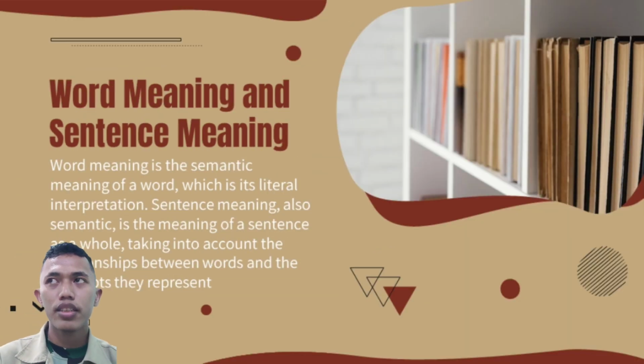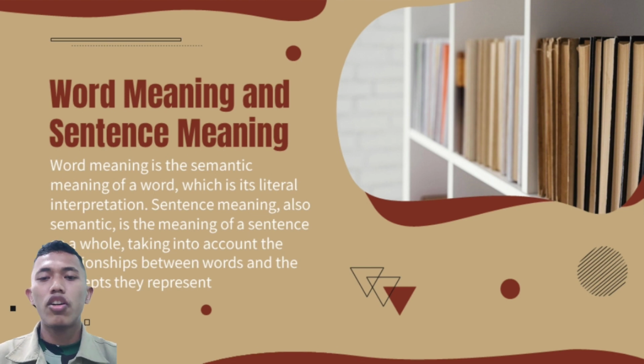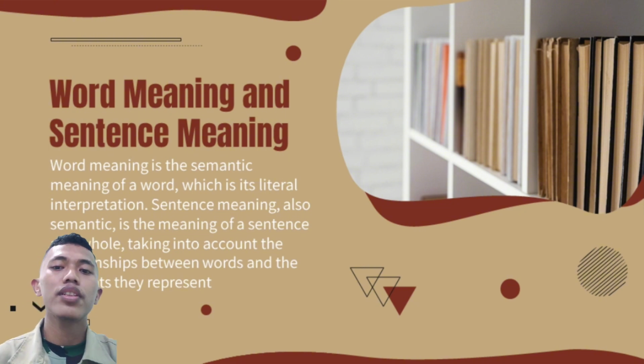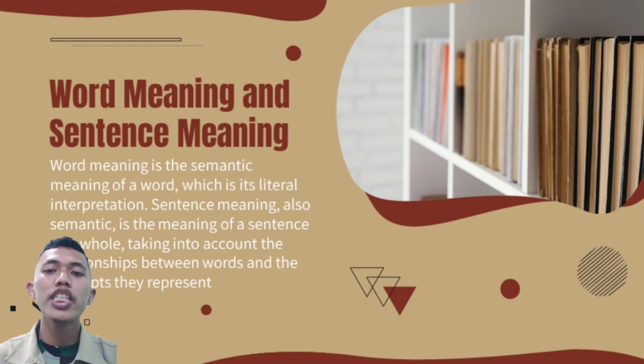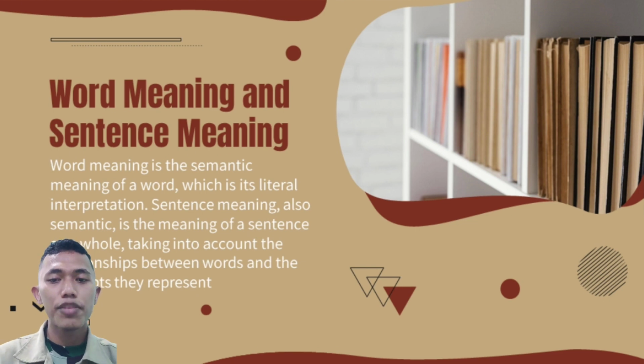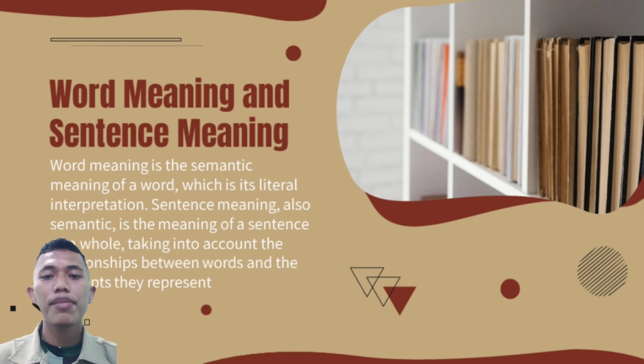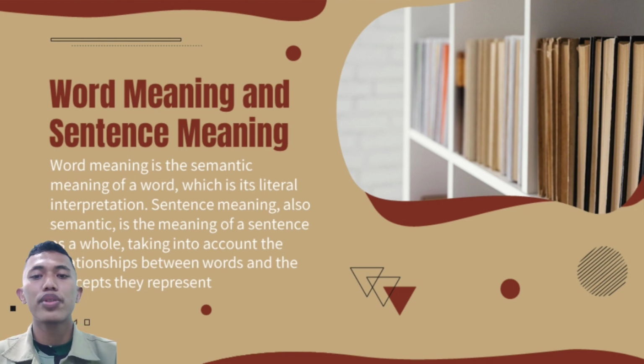Next, word meaning. Word meaning is the semantic meaning of a word, which is its literal interpretation. It is the meaning of a word as it is commonly used and understood in a particular language community. Sentence meaning, also semantic, is the meaning of a sentence as a whole, taking into account the relationship between words and the concepts they represent.